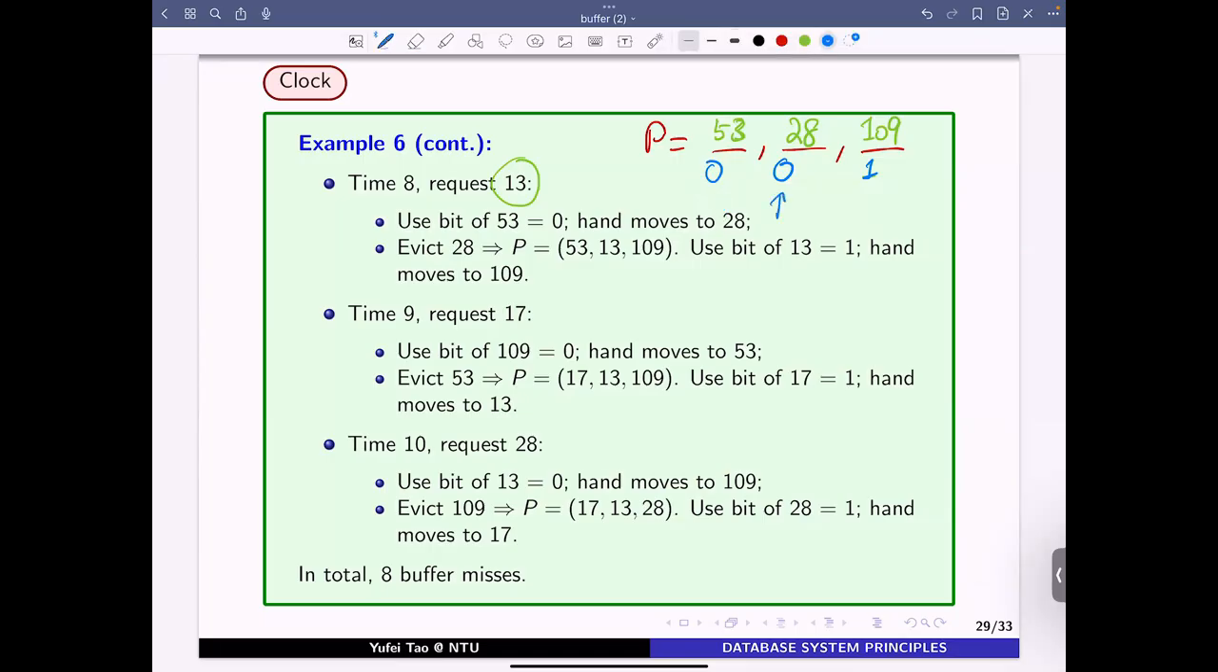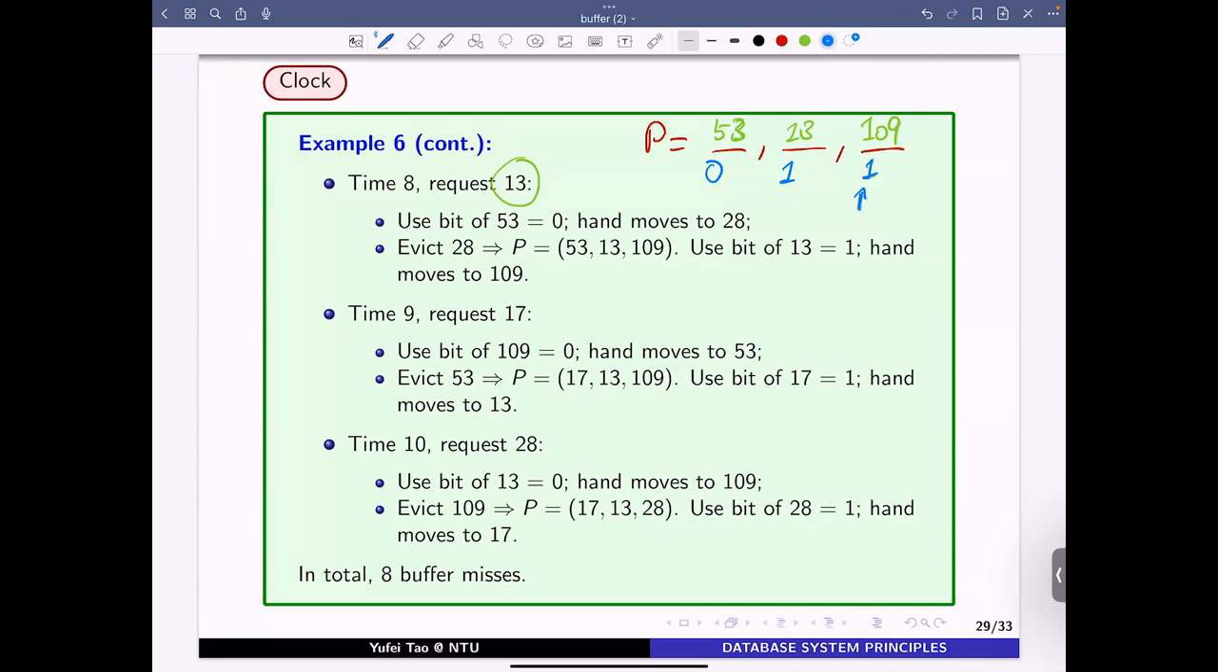So 20A this time, right, it had its chance. But now, it's the next one. It's time to go, right? So 28 is gone, and then 13 takes its place. Okay, so the bit here is 1. All right, so you're done with this, so you move the hand, right?